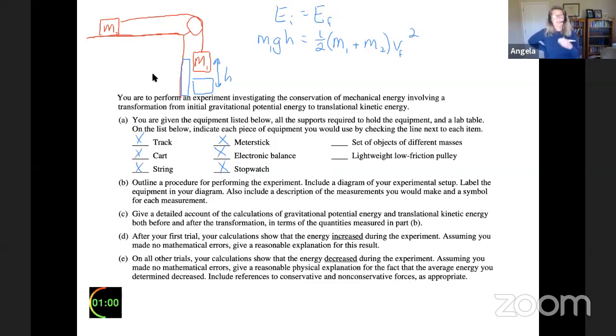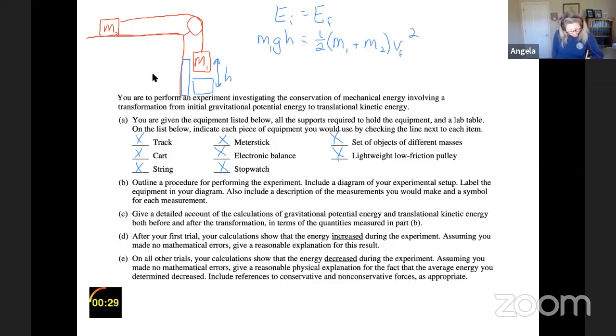We need, this is an experiment, right? So in an experiment, you want to see how one variable affects another variable. So I recommend we have a set of objects of different masses, and then we can see how the final velocity is affected by the mass that we put on the hanging object. We need a pulley. Okay, basically we need everything. Then it says outline a procedure for performing the experiment. Include a diagram of your setup. Label the equipment in your diagram.